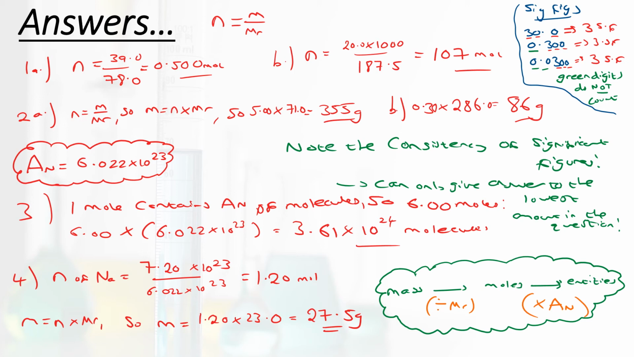And so dividing those two together gives us 107 moles. And remember, the unit for moles is mol. Question 2 then wanted us to calculate the mass of various things. So to do this, we have to rearrange our equation.